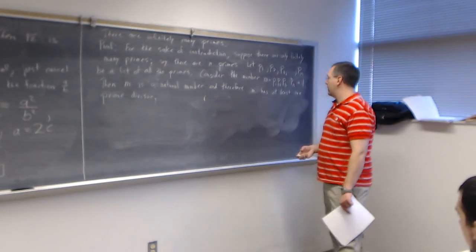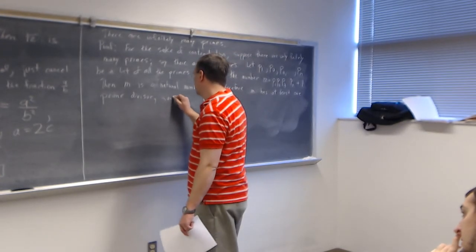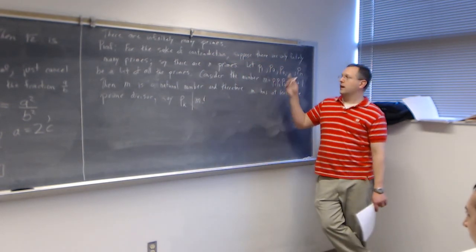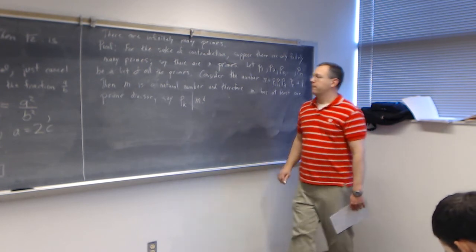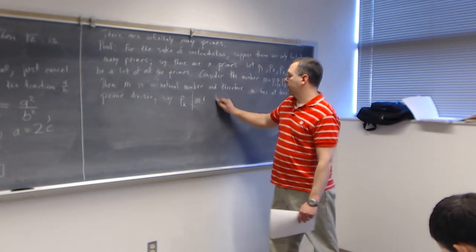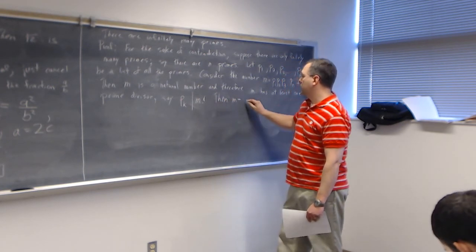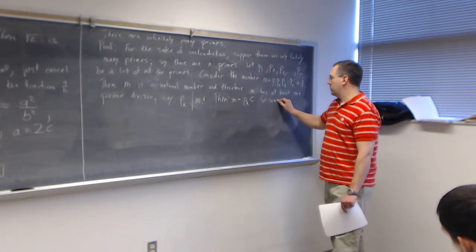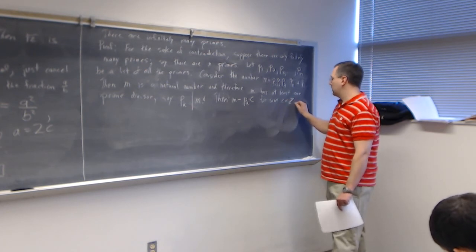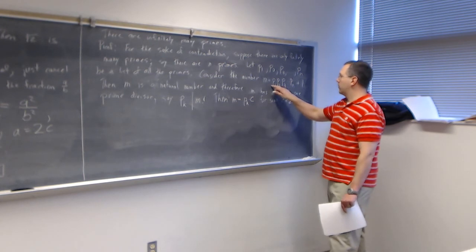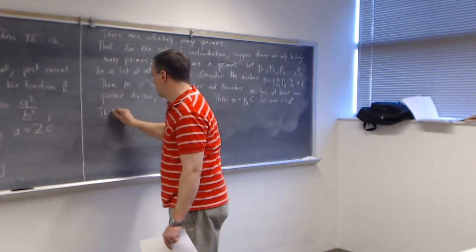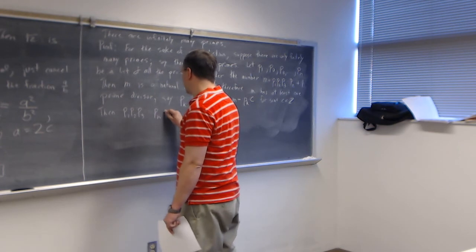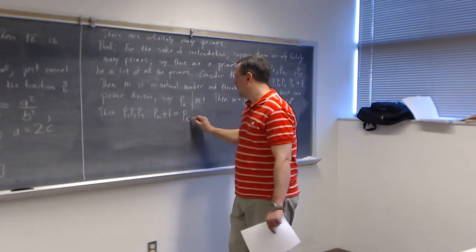Okay, so m is a natural number, and therefore m has at least one prime divisor. Let's say p sub k divides m. There's one of these; I'm going to call it p sub k. Well, if p sub k divides m, then m looks like p sub k times c for some integer c. But let me replace m. So then p1 times p2 times p3 all the way up to pn, plus 1, equals pk times c.